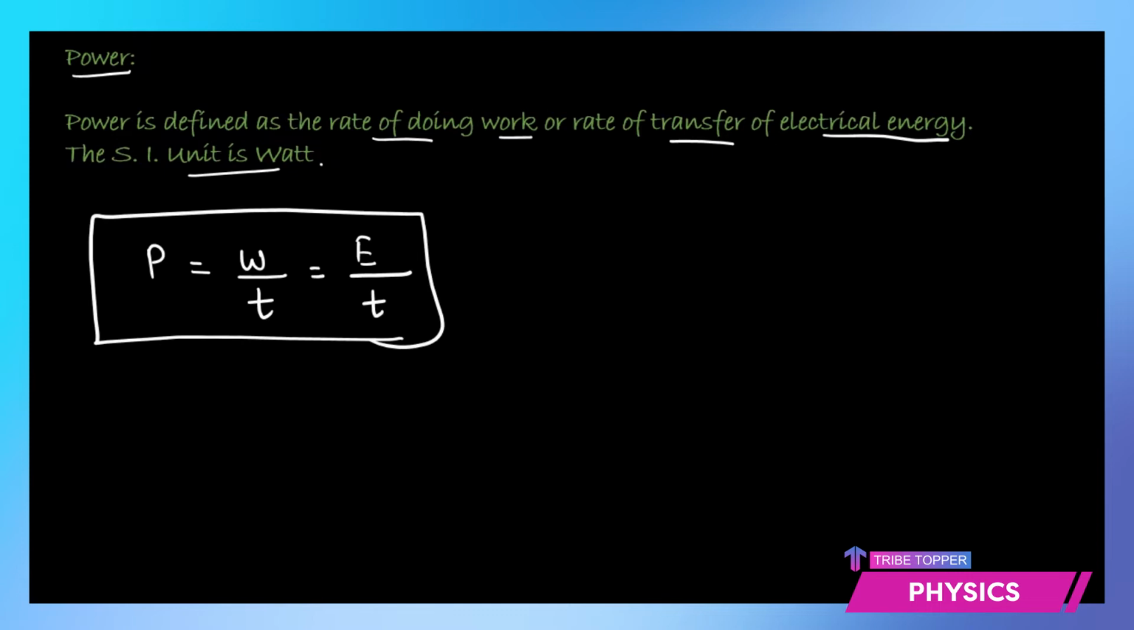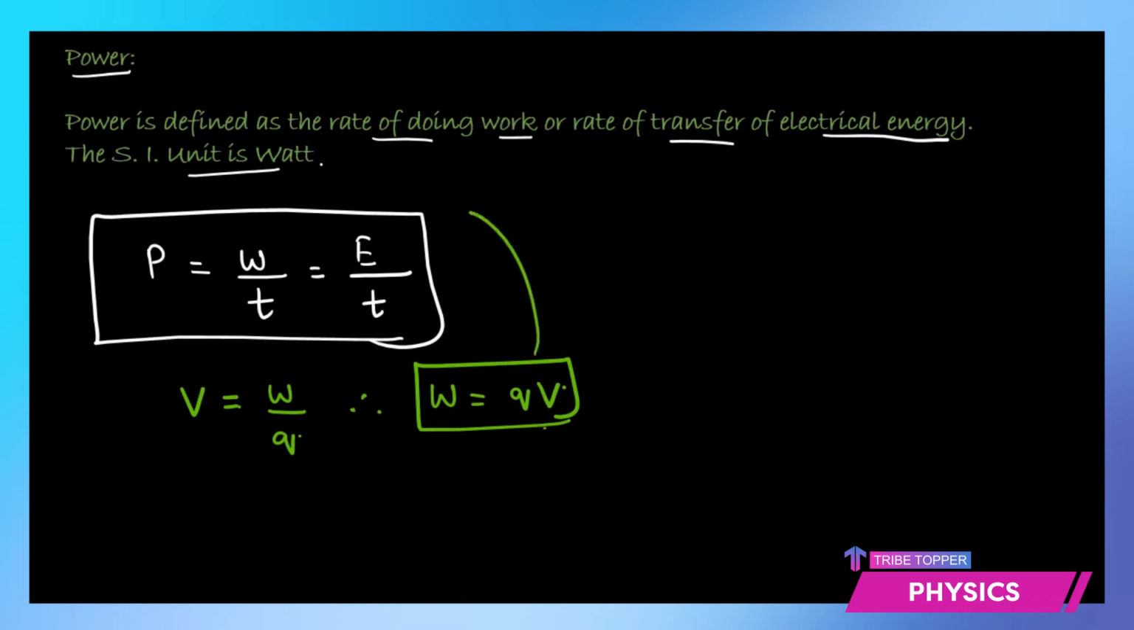Now here, because we just learned about current and potential difference in the previous sessions, we know that voltage, the potential difference, is defined as the work done per unit charge. Therefore, this gives us that work is equal to Q times V. Now, we will replace this QV in the expression of power. Therefore, power, which is work over time, can be written as Q times V upon T.